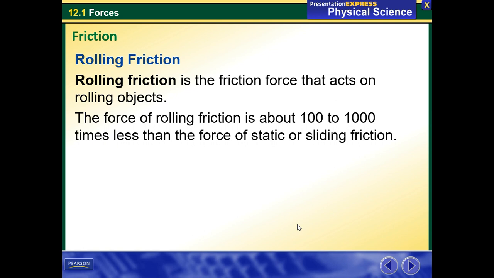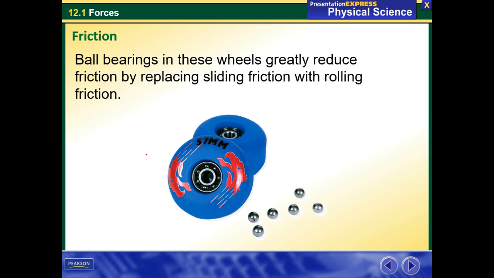Next, we have rolling friction, and this acts on rolling objects, hence the name. And notice that the force of rolling friction is 100 to 1,000 times less than static or sliding. Think about it. If you're having a hard time moving an object, what do you put on it? Wheels, because rolling friction helps things move a lot easier. So here are ball bearings in the wheels to reduce friction. It helps us slide and move things along without as much force. Think about it. It's a lot easier to move a desk by putting it on wheels. It does not take as much force as it does if it was on the ground.